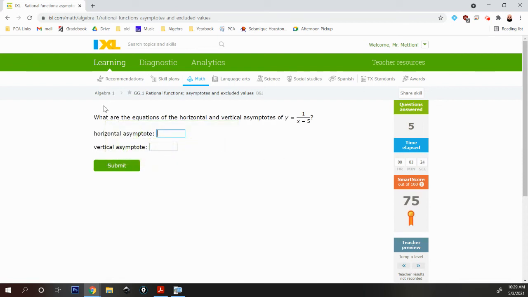Okay, this asks for vertical and horizontal. So let's find the vertical. We've already done that. Here's my fraction. I'm going to look in the bottom. That's x minus 5. We're going to set it equal to 0, and we're going to solve. So I'm going to plus 5, x equals 5. So my vertical one is going to be x equals 5.